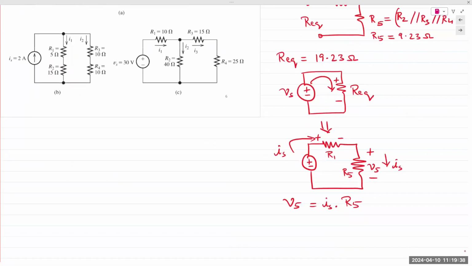Once you have V5, you can find I2 as V5 over R2. I3 is V5 over R3. And I4 is V5 over R4. We just apply Ohm's law again. Again, this is a simple continuous application of Ohm's law for every step. Okay, that's how you would solve a circuit using series parallel analysis.